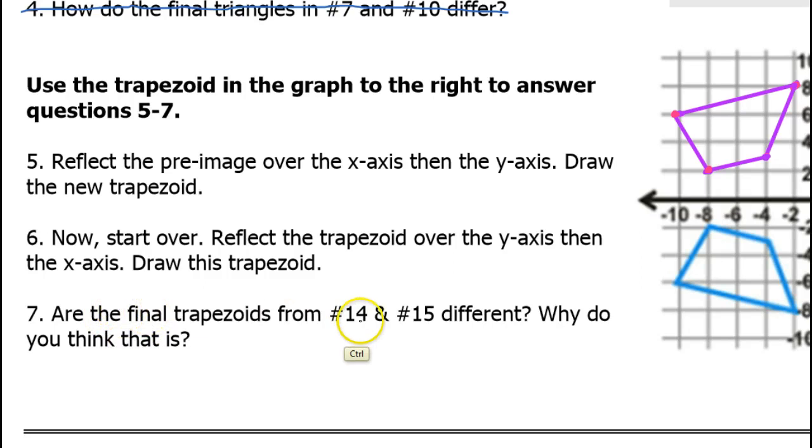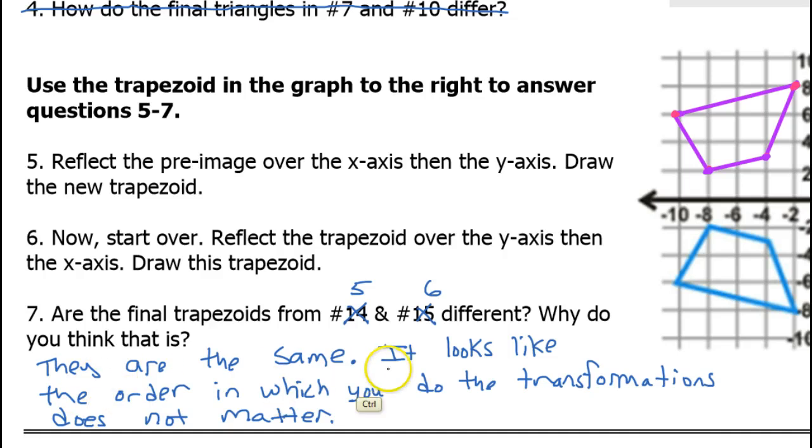Are the final trapezoids, and here it says from 14 and 15, but obviously they meant number 5 and 6. Are they different? No, clearly they are the same. Okay, they're the same. So far it looks like the order in which you do the transformations doesn't matter. We did the same 2 transformations, reflection over the x-axis and reflection over the y-axis. All we did was change the order, and we got the same answer. So maybe the order doesn't matter.